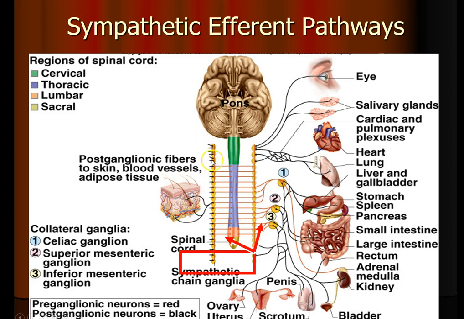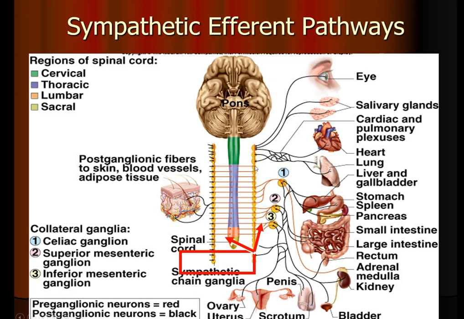Down each side of it here in yellow, this is the sympathetic chain ganglia on each side. So the preganglionic neurons for the sympathetic nervous system come out of the spine in this area. Okay? They come out, they go into the chain ganglia.